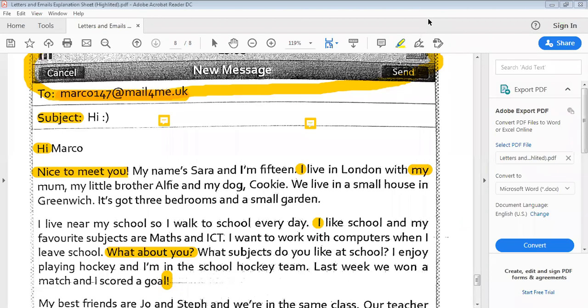How do you end the email? The email ends in the same way. If you're writing a formal email, then you're going to write yours sincerely or yours faithfully, and then write your full name. If it's an informal email, then you're going to write, for example, best wishes, Sarah. Okay?